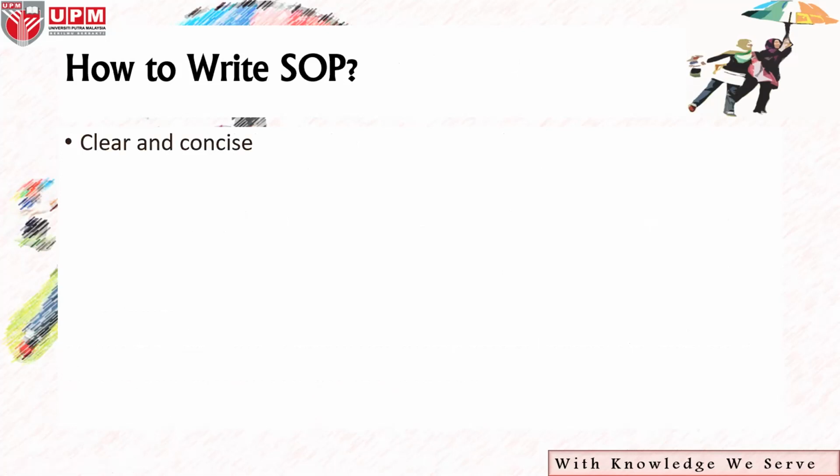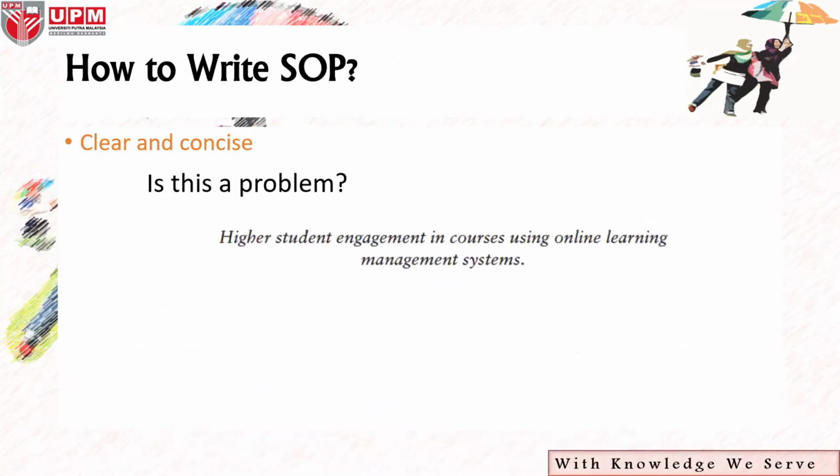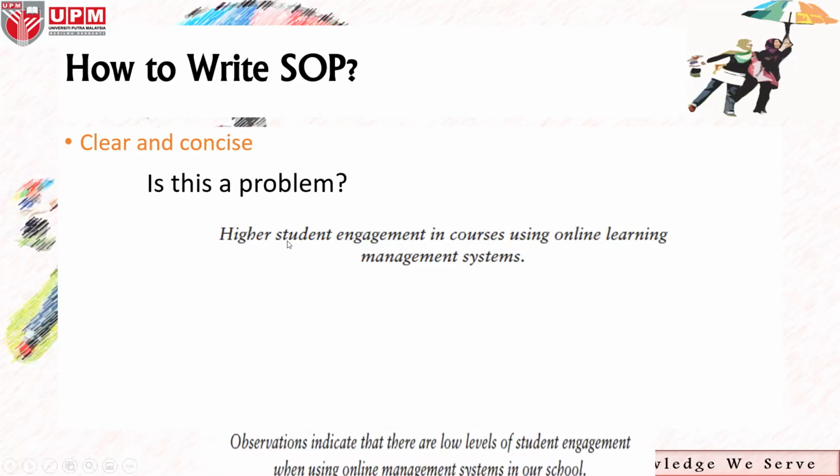Okay, so this one, how to write SOP, clear and concise. So for example, higher student engagement in courses using online learning management system. So is this a problem? No, it's not a problem. Nanti saya fikir dulu.